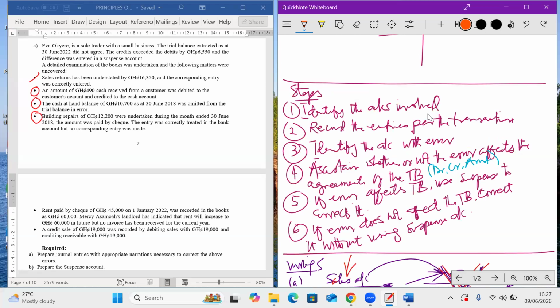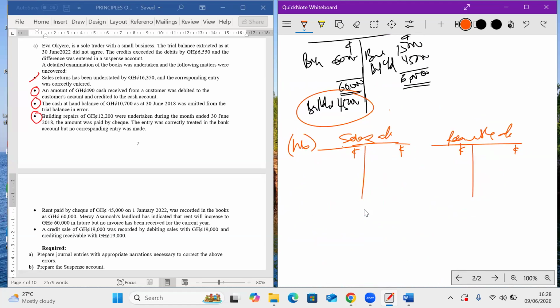Record the entries per the transaction. Hey, some people are sleeping. Record the entries per the transaction. What are the entries? Credit sale 19,000. What do we do? A credit sale of 19,000 was recorded by debiting sales with 19,000.